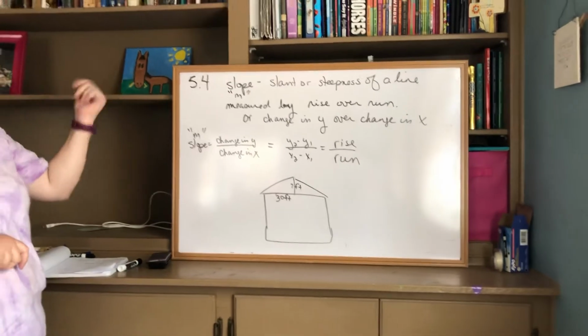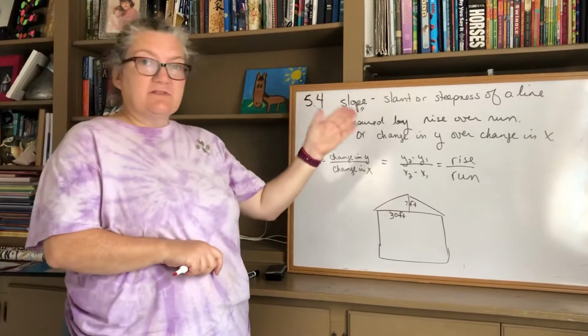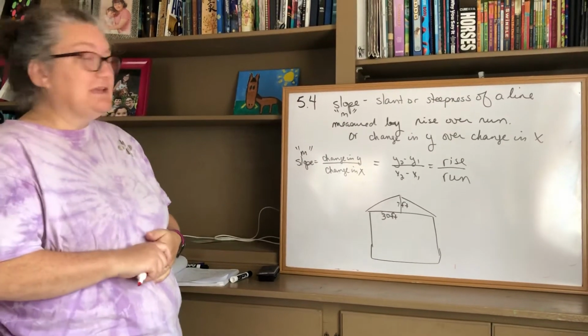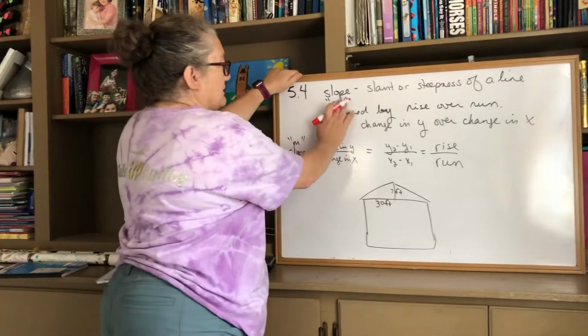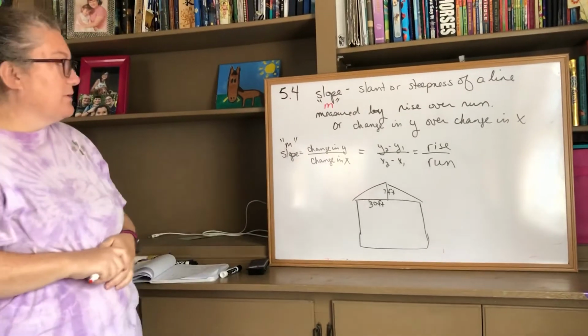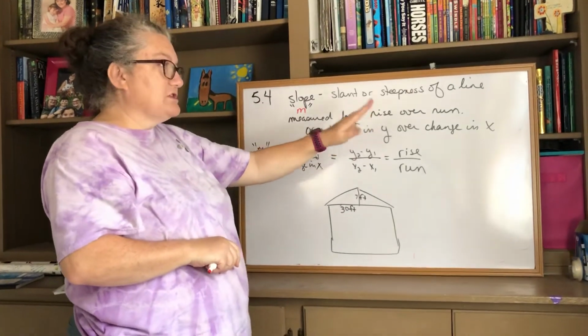Okay, 5.4, we're talking about slope today, and slope is the slant or steepness of a line. You'd also think of slope for skiing and things, but we call slope M. That's the letter that we denote it. Whenever you see M, it most likely is referring to slope. And we measure it by the rise over run, or change in Y over the change in X.